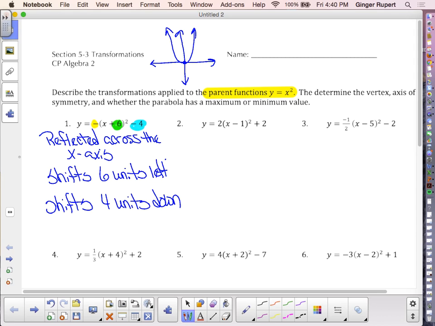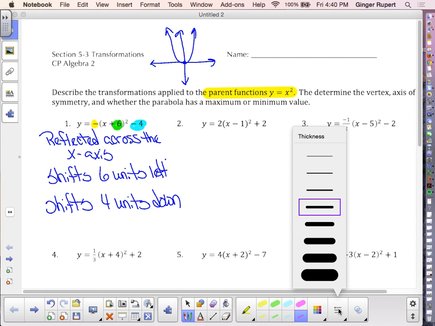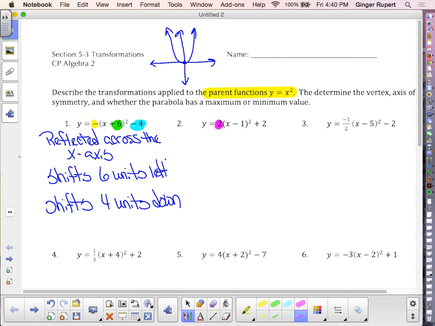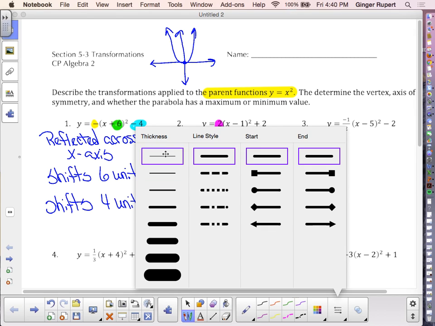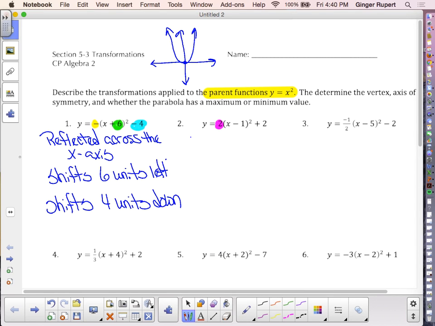Okay, looking at number 2, this time I have a scalar multiplier on the front. That's going to give me a vertical stretch by a factor of 2.